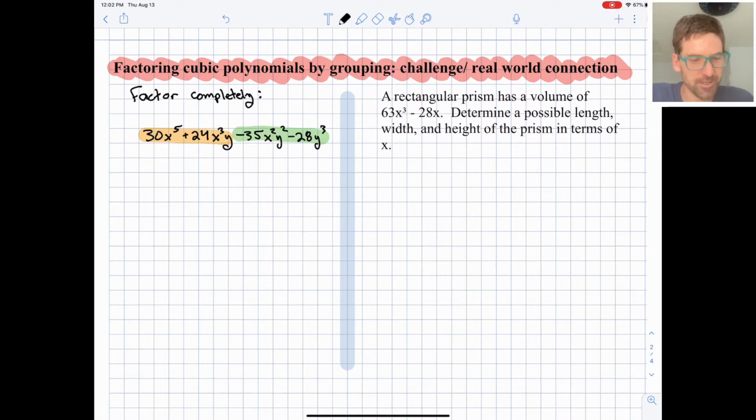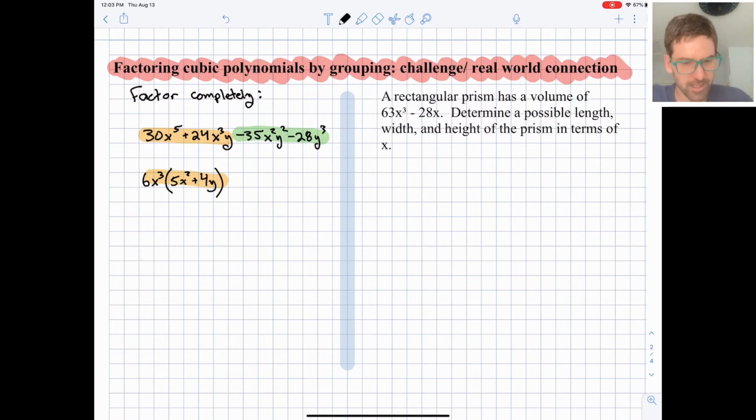So for the orange one, I can pull out a 3, I can pull out a 6. So I can pull out a 6x cubed. And what stays behind? We have a 5x squared plus 4y. And let me do a quick distributive property to check that. 30x to the fifth, 24x cubed y. So that is the orange piece right there. Okay, so it looks like we did that okay.